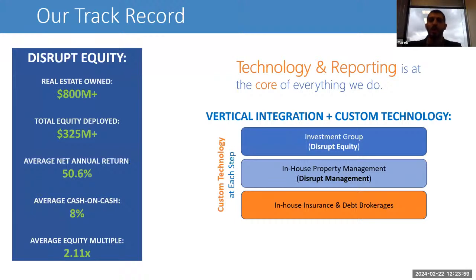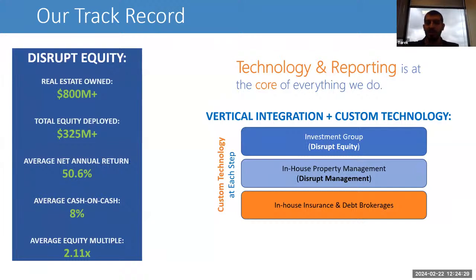So our track record so far at our company, Disrupt Equity, is that we now own, really it's closer to $850 million of real estate. We actually just won another deal this morning, so that should be closer to 900 coming up soon. But we've basically bought about $800 million of assets under management. We've raised a total of about $350 or so million from investors, all retail individuals, no institutions or anything yet. Even though I have that background, we just haven't needed it, frankly.